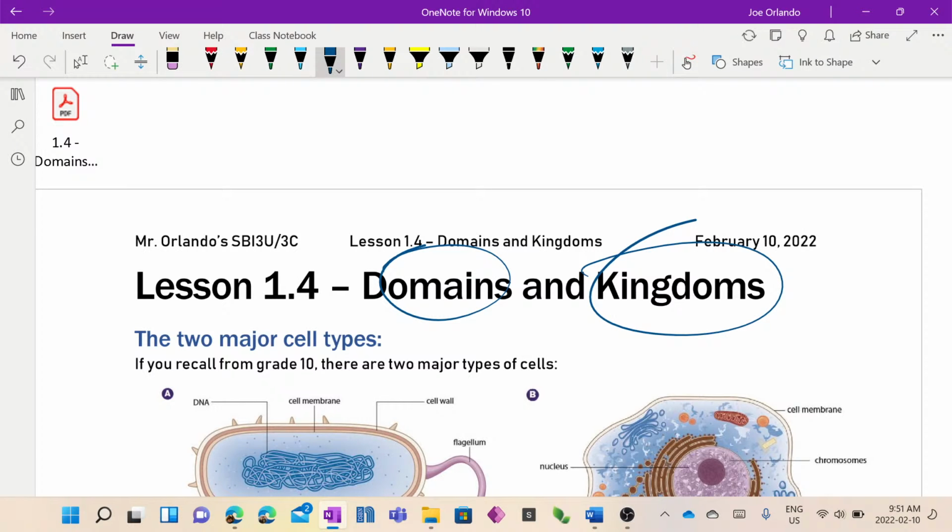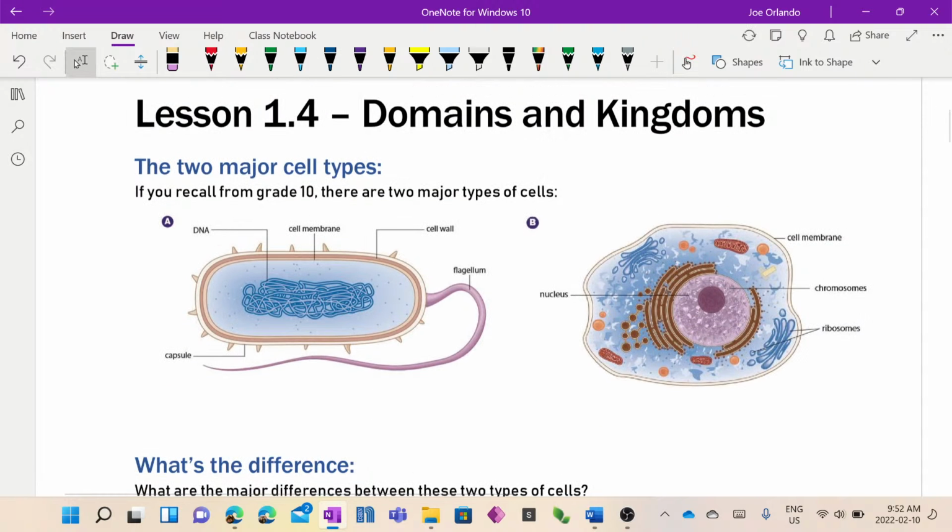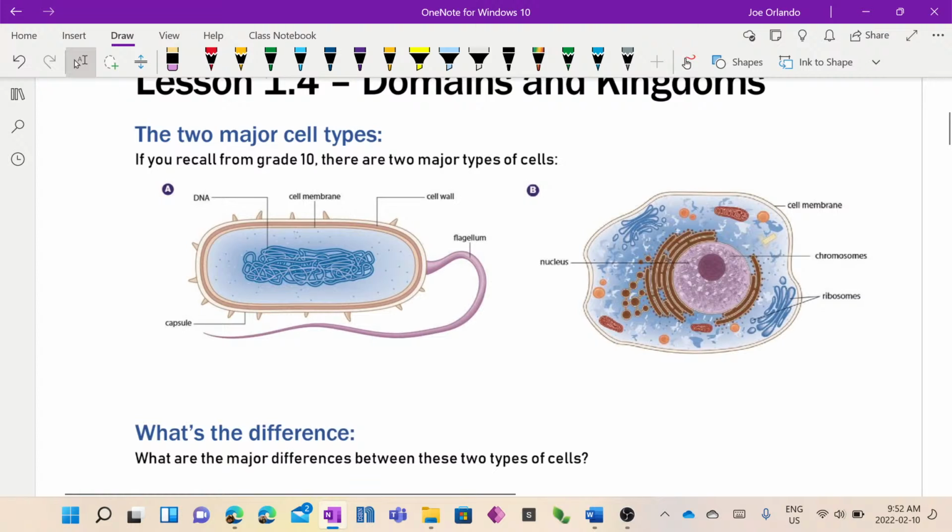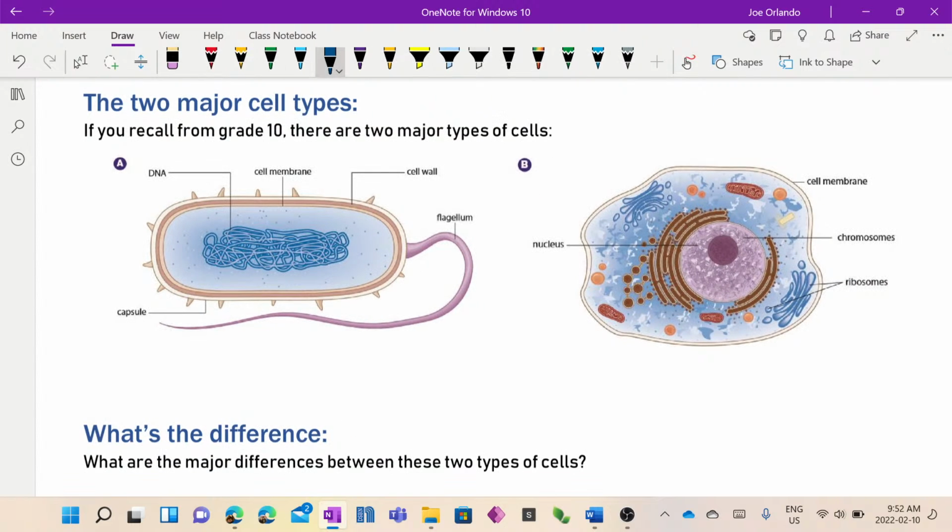So, these are the broadest groups that scientists put living things into, and the broadest of them is the domain. All right? So, we'll get going on that first, and I want you to remind yourself, there are 2 very basic cell types. And I'll remind you of the names of them. You should have learned this in grade 10. I guarantee you learned this in grade 10. But I will remind you anyway.